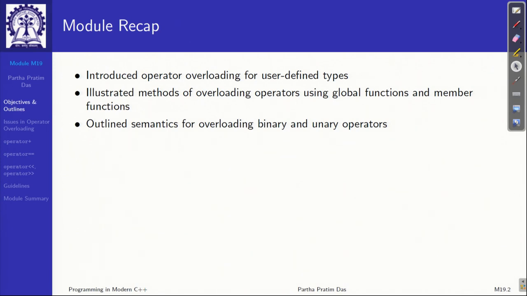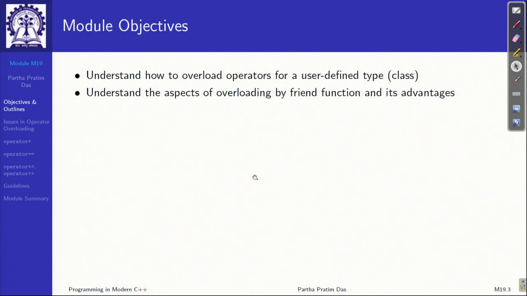We have looked at overloading operators using global functions and member functions of classes, and we have also outlined the semantics for overloading binary and unary operators. Building up further on that, we will now try to understand overloading all types of operators for a user defined type or a class, and particularly focus on the aspect of overloading by friend function and what advantages that specifically provides.